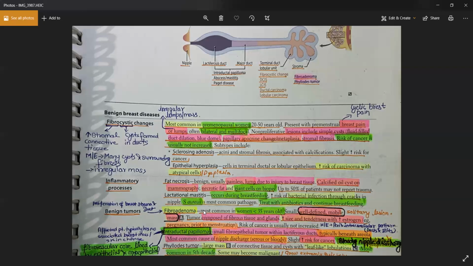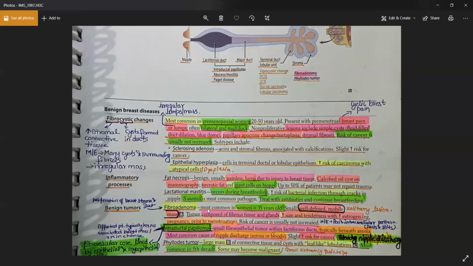Even in case of cancers, you will see that the mass is not well-defined. It is an irregular mass. The mass could be mobile, could be non-mobile. So, this well-defined feature is a highly characteristic feature of the fibroadenoma, as well as this mobile mass. So, a solitary lesion, a solitary mobile mass always signifies a fibroadenoma.